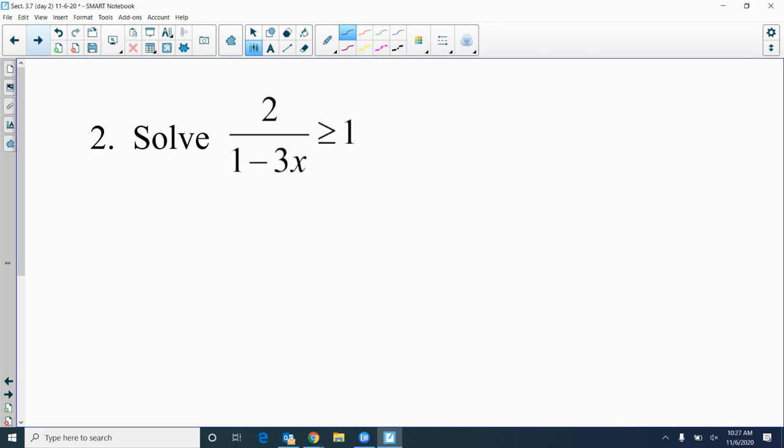All right, copy this one down. So 2 over 1 minus 3x is greater than or equal to 1.